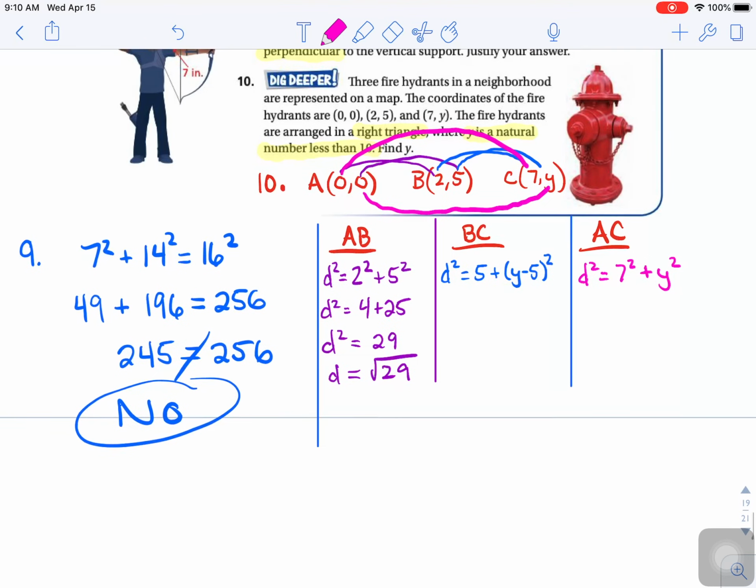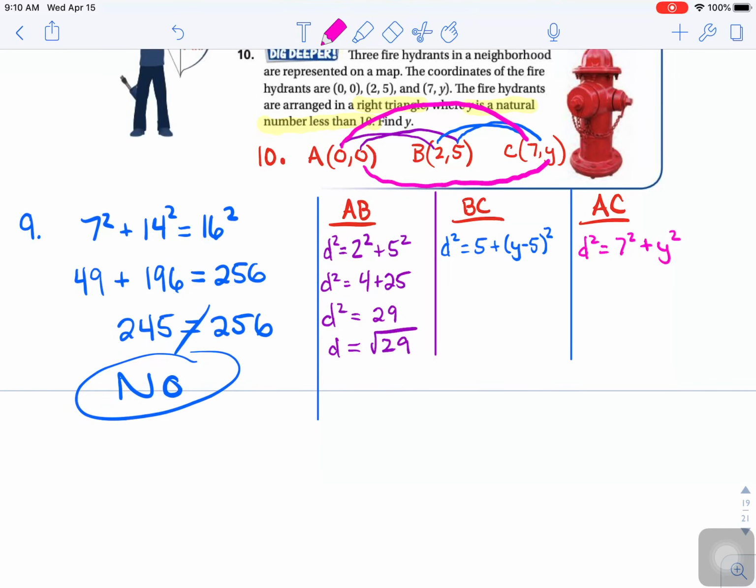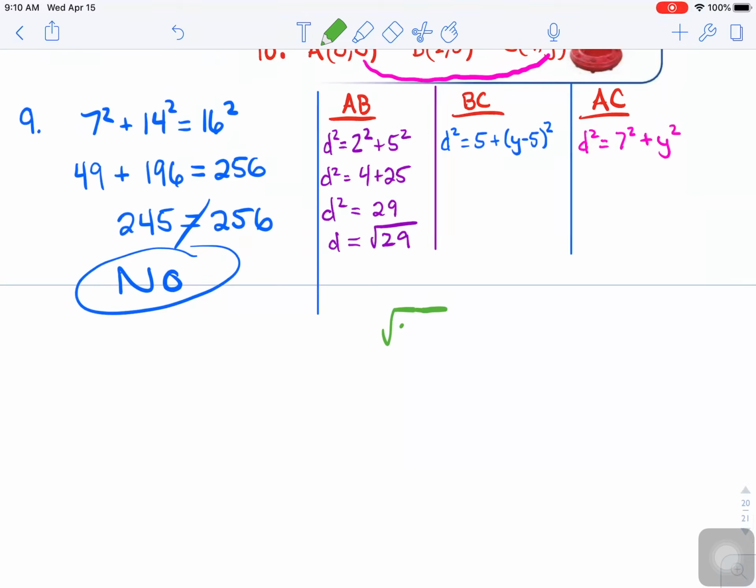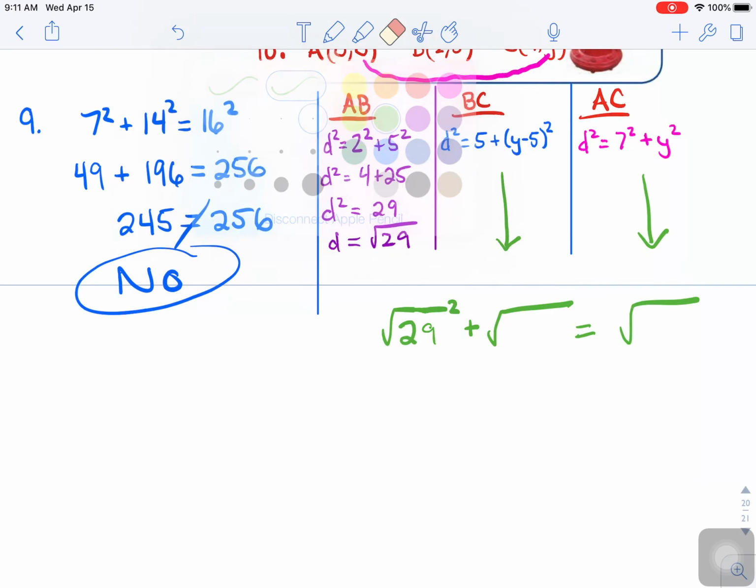So when we plug this into the Pythagorean theorem, we know that we're going to have the square root of 29 squared plus whatever this is equals whatever that is. So let's just plug in some numbers and see what happens here.